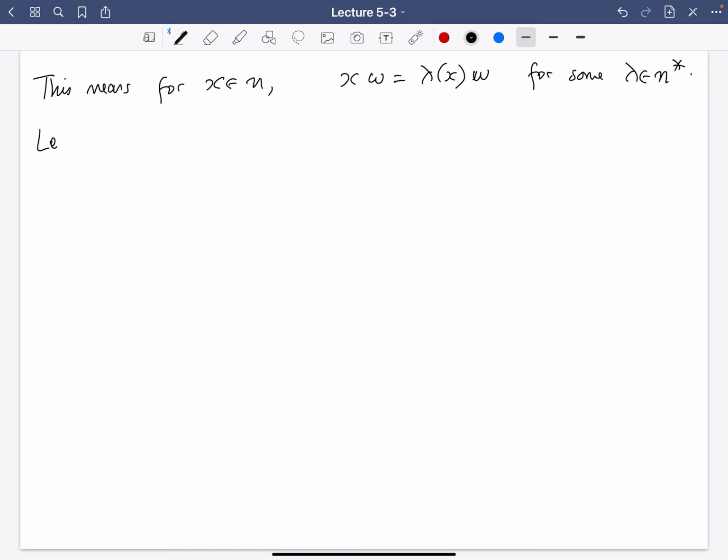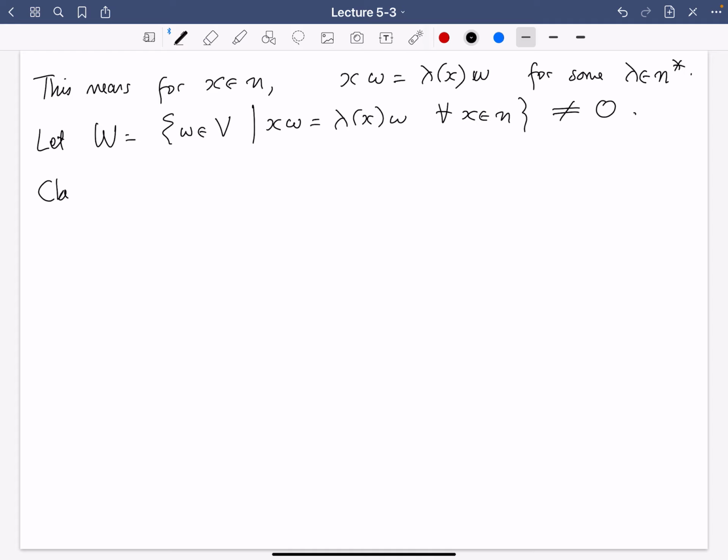Then I'm going to let capital W be the set of all little w in V. So the little w we picked earlier is one such vector, but there will be others. So I'm going to let capital W be the set of all such. Because the little w earlier was one such vector, our choice of lambda ensures that this is not the zero subspace.